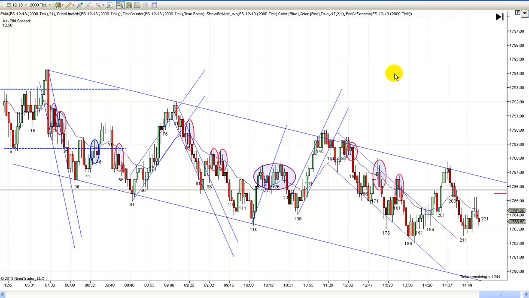Get on that chart, mark your trades, study them closely, figure out what worked and why, figure out what didn't work and why. And if you do that every day long enough, eventually you're going to get better, and that's how you get better.